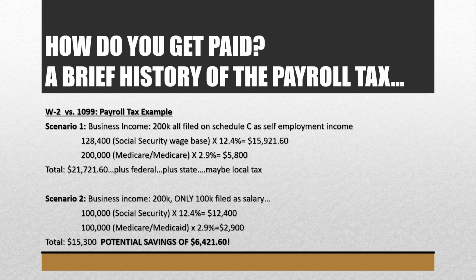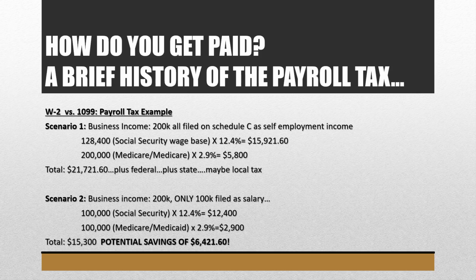All right, so here we're going to go over an example of a potential liability with the payroll tax using 2 different assumptions and how we classify income from our business. The first scenario is we're going to assume that we have a business income, a net income after expenses, so we'll call it profit, of $200,000. The first scenario, which is probably one of the most common ways, is that we file it as self-employment income or as 1099 income and file it on our Schedule C on our individual income tax return. So let's walk through the calculations.